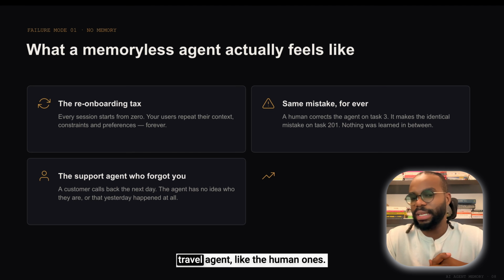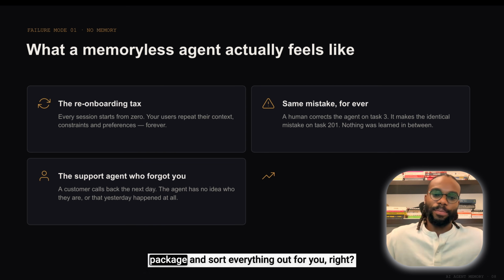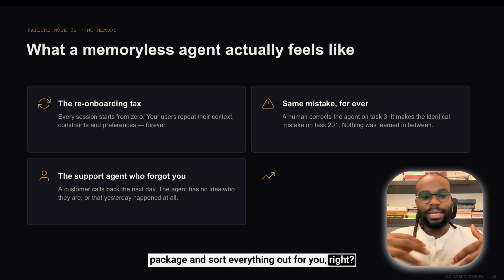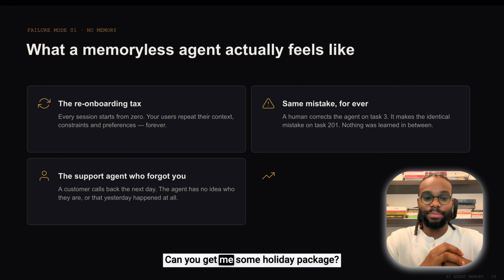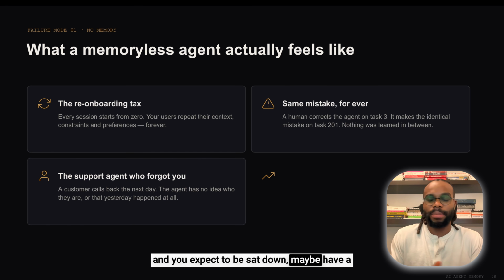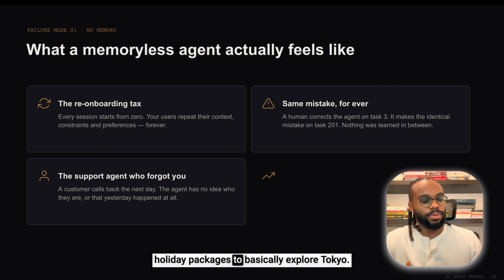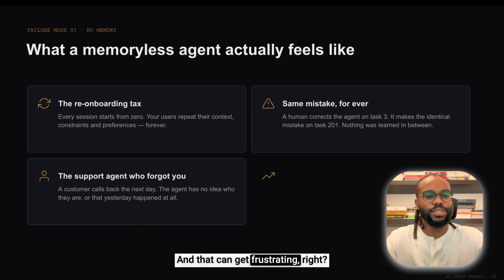Now, imagine if you had a travel agent, like the human ones. You have a human travel agent whose job is to book holidays for you. Then they give you a package and sort everything out for you, right? Imagine on Monday you go to this travel agent and you say, hey, I would like to go to Japan. Can you get me some holiday package? I'll be back on Wednesday. And then the travel agent, the human one, says, yes, sure, I've got you. Then you come back on Wednesday and you expect to be sat down, maybe have a nice cup of tea, and be presented with some holiday packages to basically explore Tokyo. You get to the travel agent office and the travel agent says, who are you? And that can get frustrating, right?